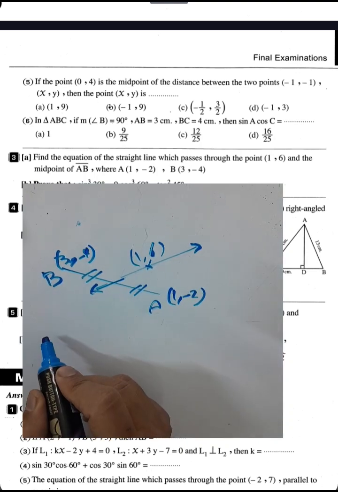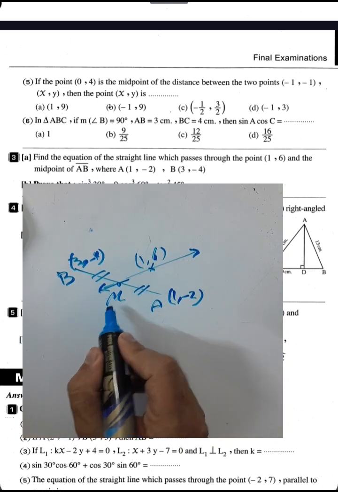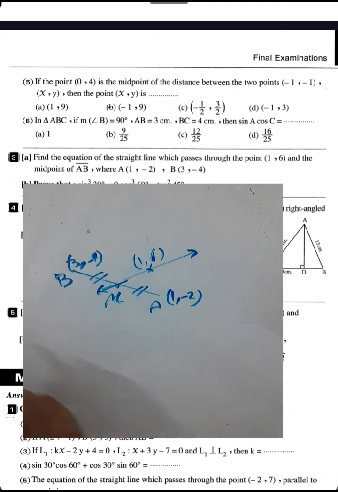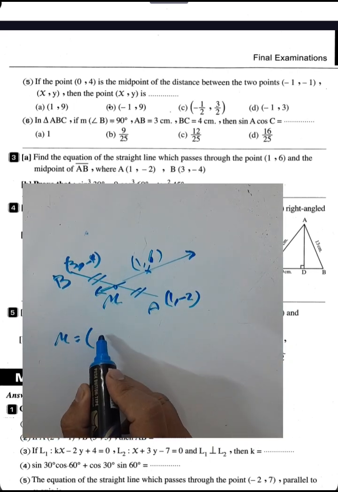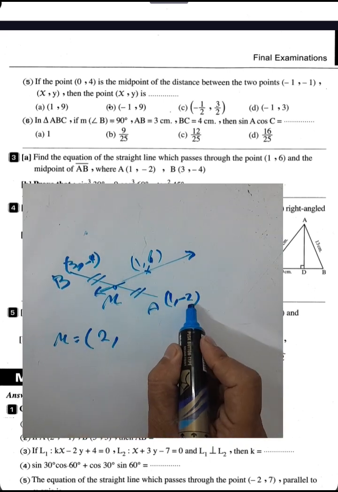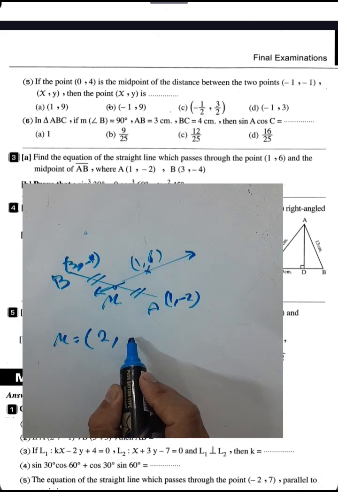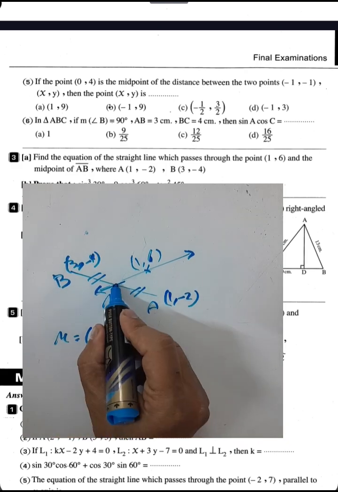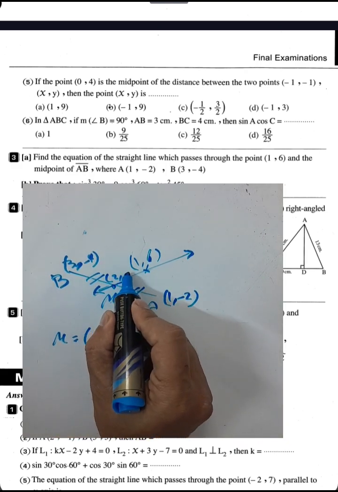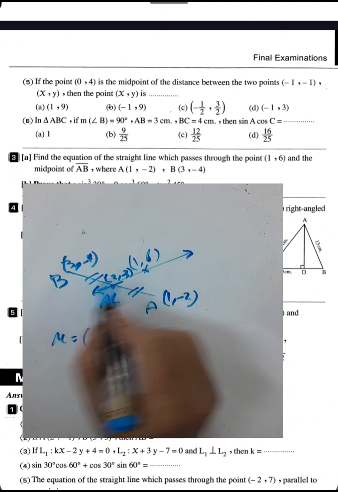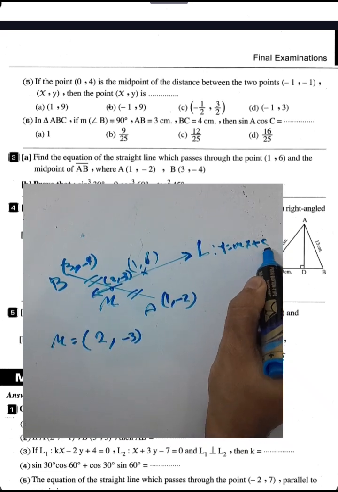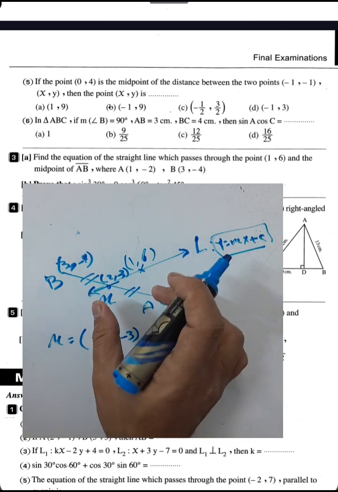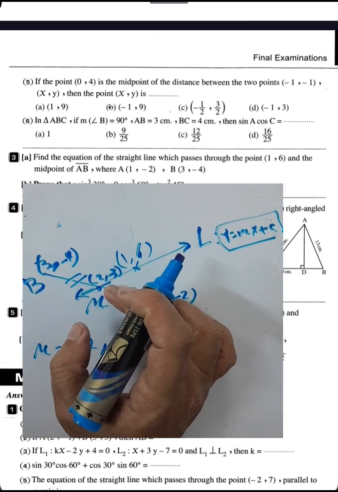We can find the point in the middle, put M in the middle between A and B. Then the coordinates of M would be (1 + 3)/2, which equals 4 divided by 2 equals 2, and (-2 + -4)/2, which is -6 divided by 2 equals -3. Then we get the point (2, -3). And then we want to find the straight line L such that y equals mx plus a constant. This straight line passes through 2 points, (1, 6) and (2, -3).